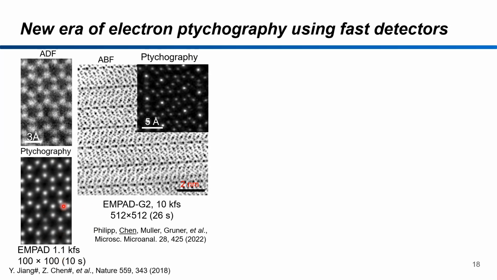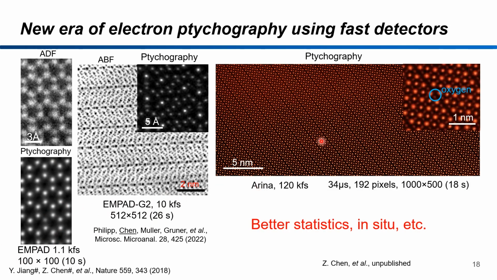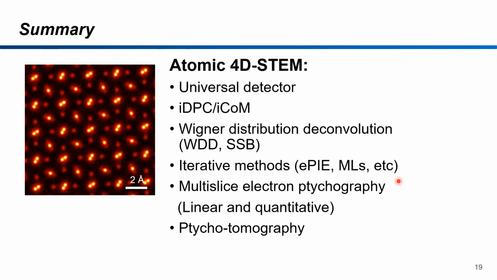Compared to the earlier works using the EMPAD and the second generation EMPAD, we can have a much larger scanning region here. This example shows the ptychography reconstruction using 1,000 by 500 diffraction patterns. You can see the oxygen column clearly here. We have this high quality reconstruction. So using these faster detectors, we can get much better statistics, and we can even do in situ experiments using 4D STEM and also ptychography.